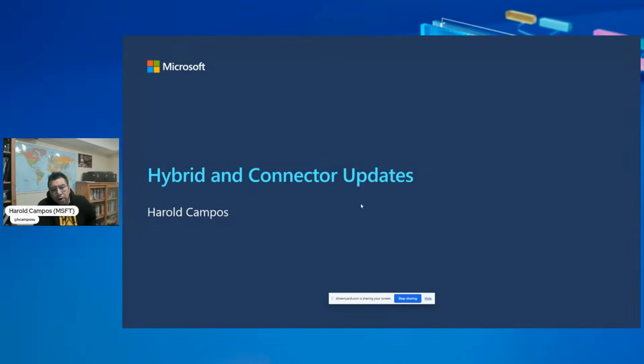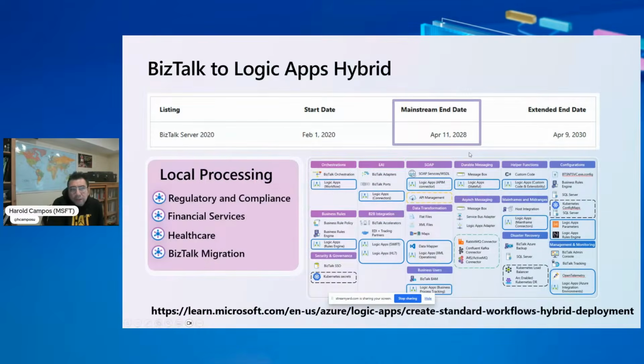Fantastic, thank you. So I just wanted to spend a few minutes talking about hybrid and connector updates. I'm also driving what we call Bespoke migration, and this is just a reminder that the mainstream mandate of Bespoke 2020 is on April 11, 2028. So it's what, two and a half years, right?